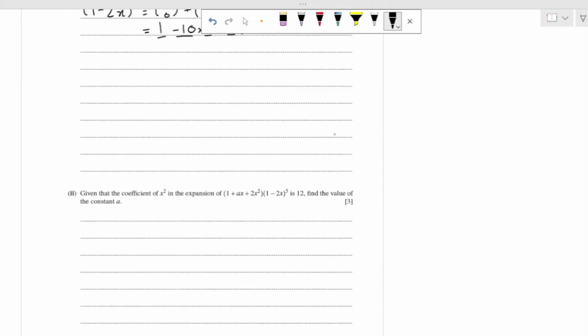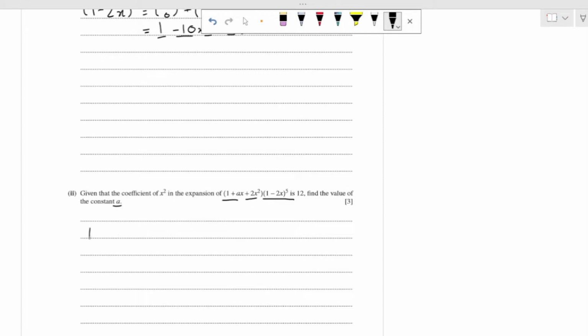Moving on to the next question, they have said to us, given that the coefficient of x square in the expansion of 1 plus ax plus 2x square multiplied with 1 minus 2x whole power 5 is 12. Find the value of the constant a. Right, so we know that the coefficient of x square is 12 for this expansion.